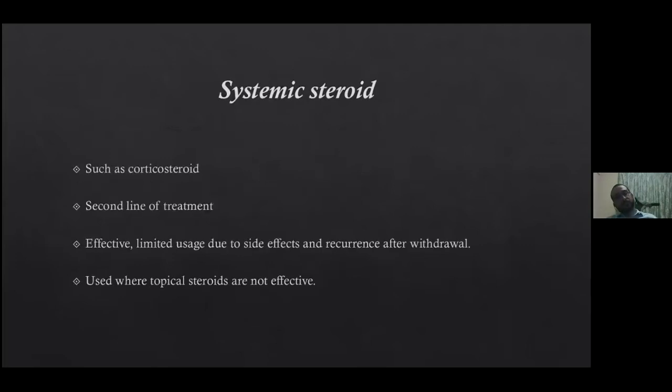Systemic steroid, such as corticosteroid, is a second line of treatment. It is effective, but its usage is limited due to side effects and recurrence after withdrawal. It is used where topical steroids are not effective.